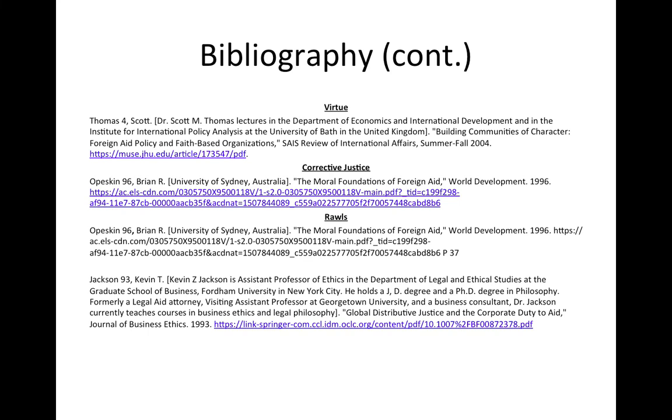For the Corrective Justice Aff, the Opeskin article talks about the contention level and how that would play out. I would also definitely just recommend looking at this article in general because it sketches out a lot of the interesting philosophical positions that you can delve into. And for the Rawls Aff, the Opeskin article serves the same purpose in outlining the function of the contention, as does the Jackson evidence.